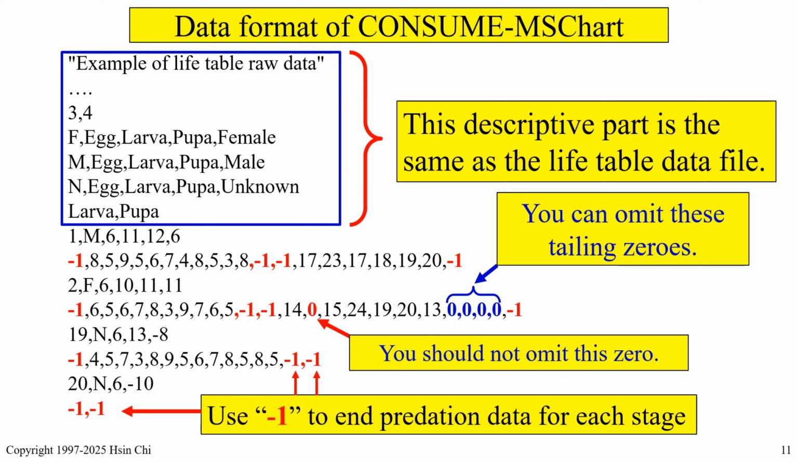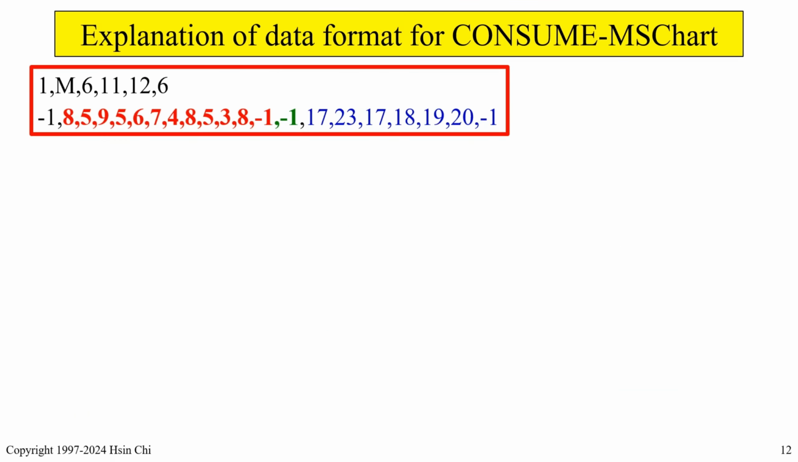You must use a -1 to end the predation data of each stage. If the insect didn't feed during the last 4 days, you can omit these trailing blue zeros. But you should never omit the 0 between two non-zero predation data. In this slide, I will explain the data format in detail.